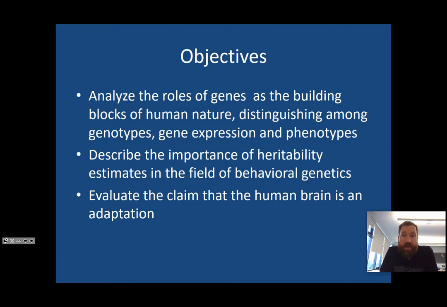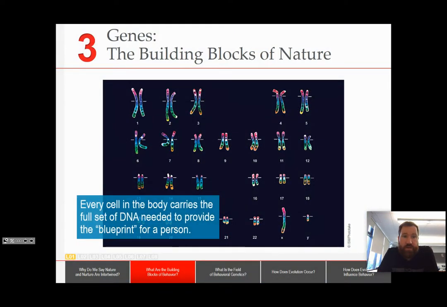So let's just dive right in to the whole conversation around genes. Every cell in the body has a full set of DNA. That DNA is comprised of many different genes. There are 23 sets of genes, so there are 46 total strands of DNA, or chromosomes, if you will. And you can see them in this photo here.